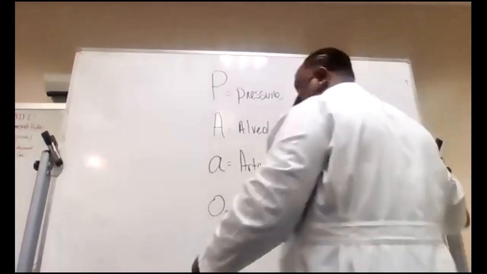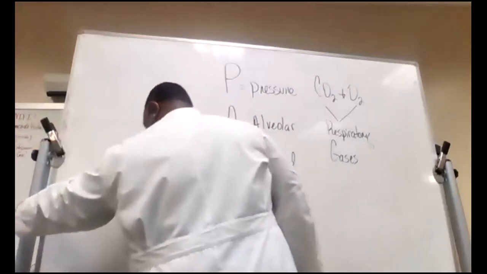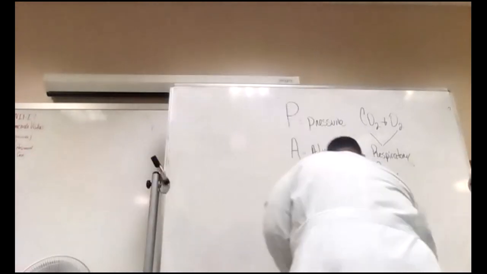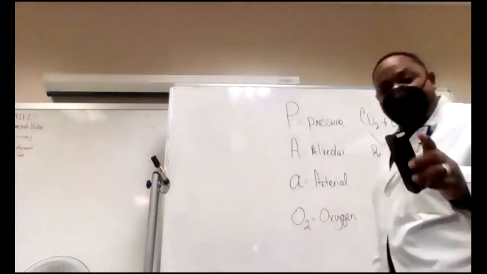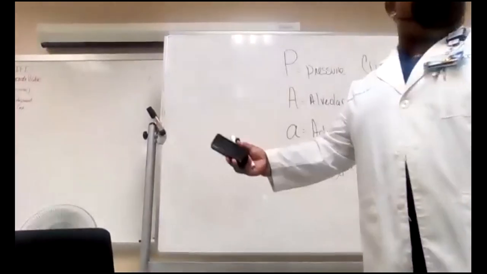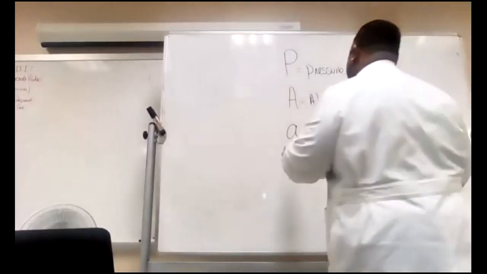So that is one of your major ones right there, pressure and big A and little a. You want to see that a lot. Let me show you the infamous alveolar air equation. How would I find out what the pressure of oxygen is in the alveoli? And it looks like this.